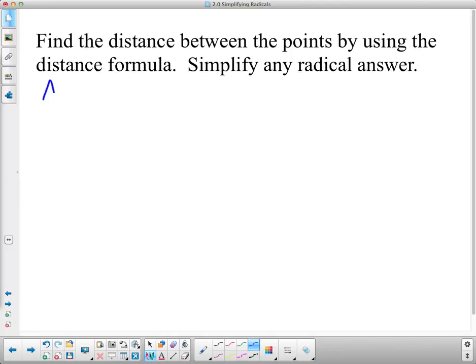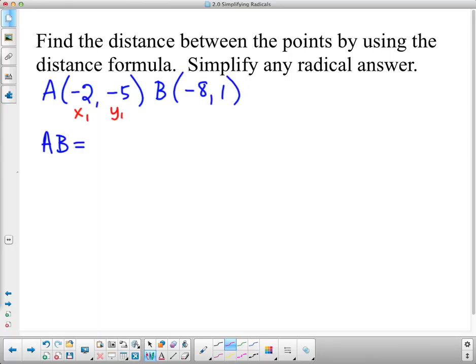Here are the 2 points. A is going to be the point -2, -5. B is the point -8, 1. I want you to find what AB is. So find the distance from point A to point B. What are your x1, y1, x2, y2? They're coordinates of the point. So you need to write your x1, y1, x2, y2. So you know what numbers to plug into your equation.